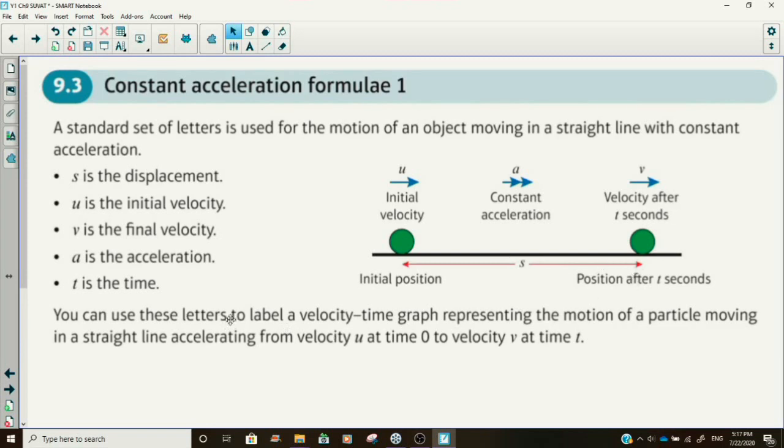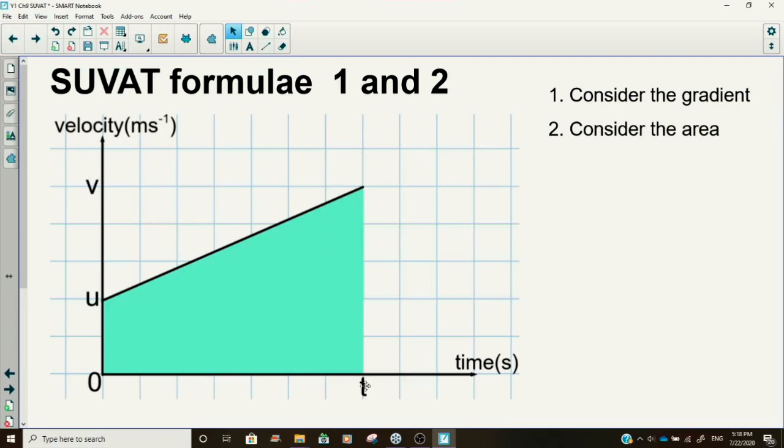And what we're going to do is draw a velocity time graph, and we're going to use that velocity time graph to derive the first 2 constant acceleration formulae. Okay, so just bear that scenario in mind. You've got an object travelling with a velocity u that's accelerating until it gets to a velocity v after t seconds and s meters. Okay, so this is what the velocity time graph would actually look like. And we can derive the first 2 SUVAT formulae by considering, first of all, the gradient of that line and also the area under the graph. So let's go ahead and do that.